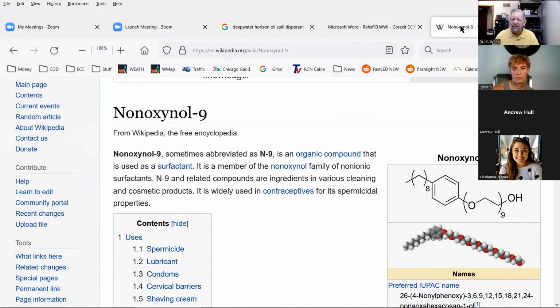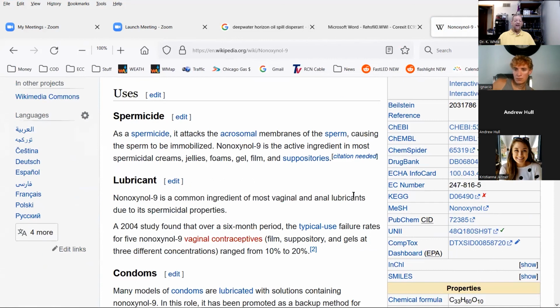And here, let me move. Can you see on the right the structure? The R group, 8 CH2s and a CH3. And here, benzene ring, O, CH2, CH2 in a bracket for 9 OH. This is called nonoxyl 9. And it's a spermicide. Where do you find it?